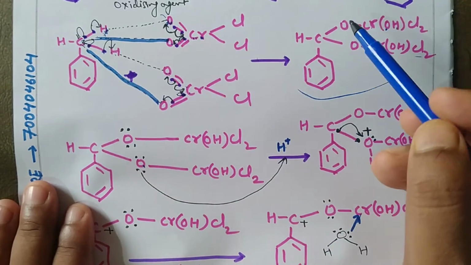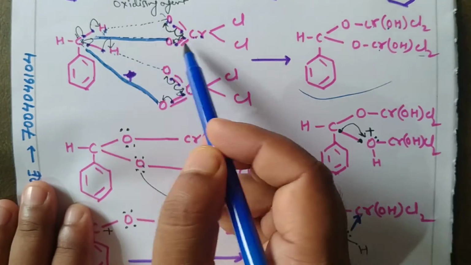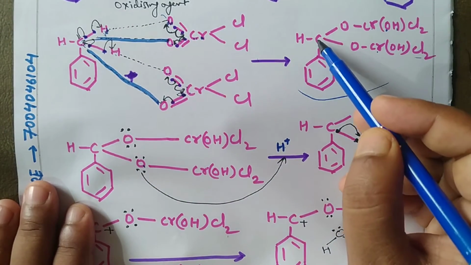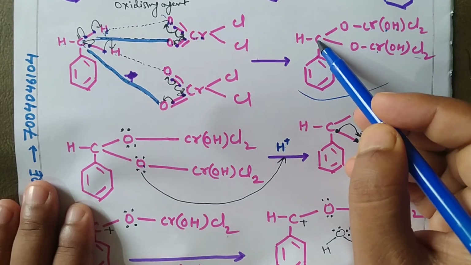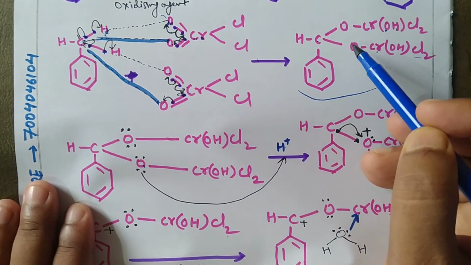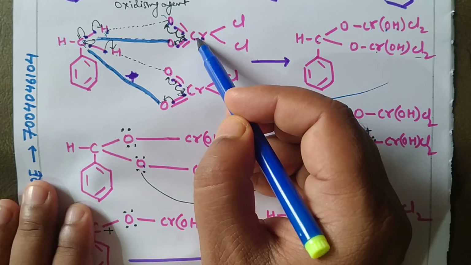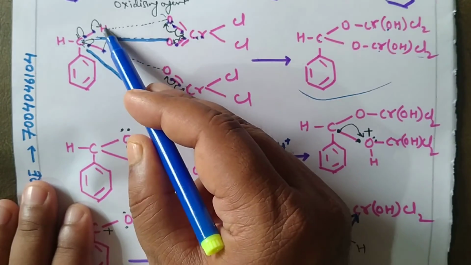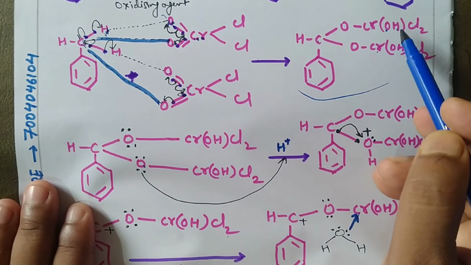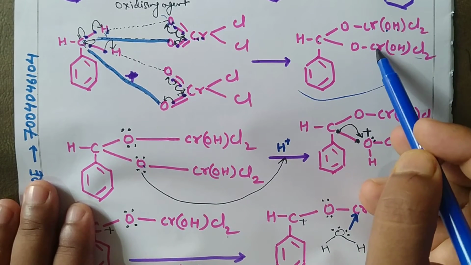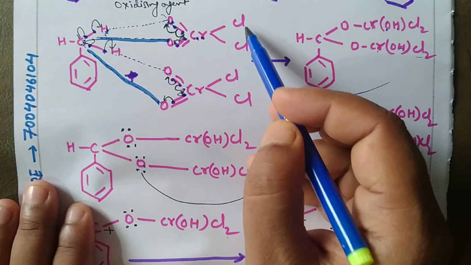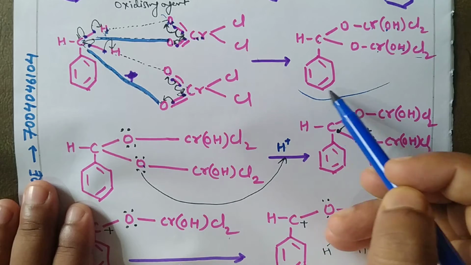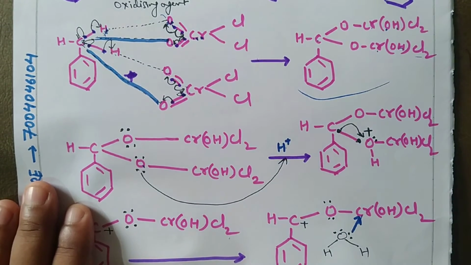Now, these reactions we can show here: benzene, this hydrogen and carbon and oxygen bond, after that chromium, and this chromium is attached with oxygen and oxygen is attached with this hydrogen atom. So we have shown OH, and here you can see OH, and 2 chlorine atoms are here, Cl2 we have written. So this complex compound is formed.